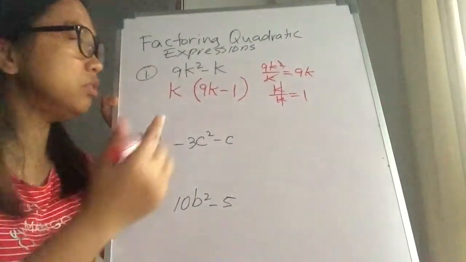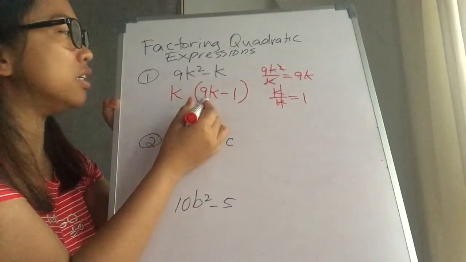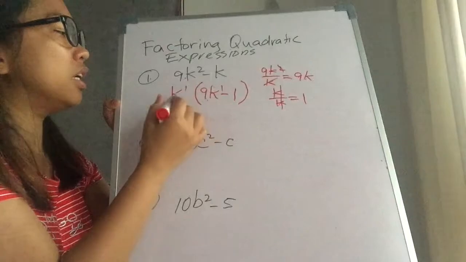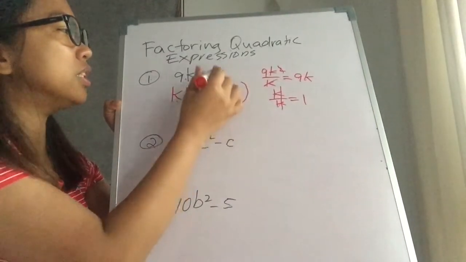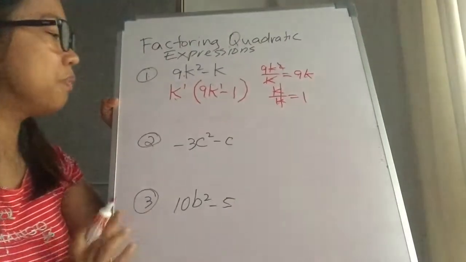Then check by distribution: k times 9k is 9k squared. Add the exponents. K times 1 is k, and then minus. That's it, very simple.